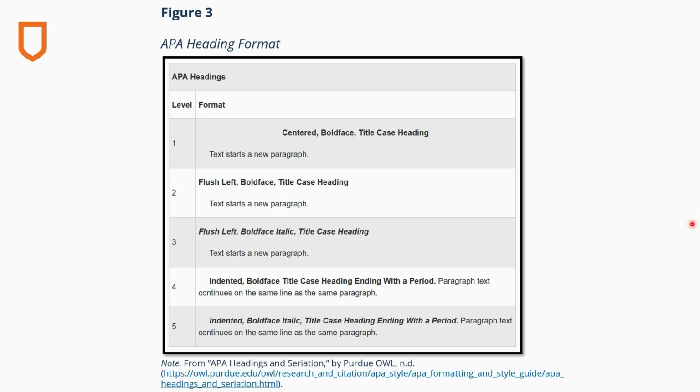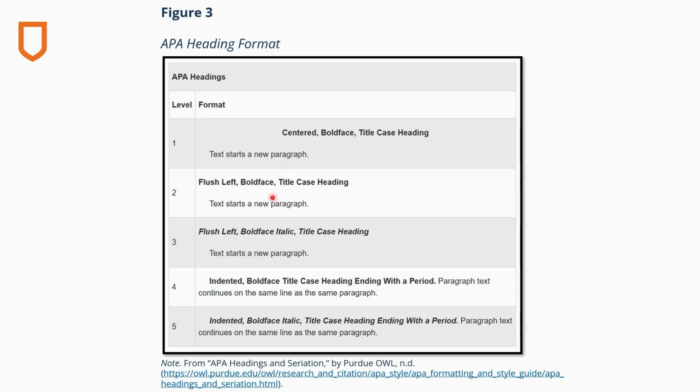Now, you shouldn't use an introduction heading in APA. Instead, on your first page of text, you will restate your title as a Level 1 heading that is centered and bolded with title case capitalization. You'll do the same for your first major section. And if you have a subsection within that section, that's when you would use Level 2 formatting.